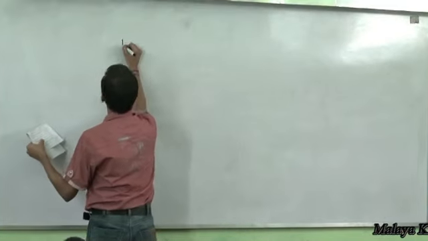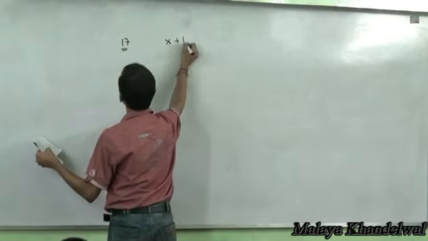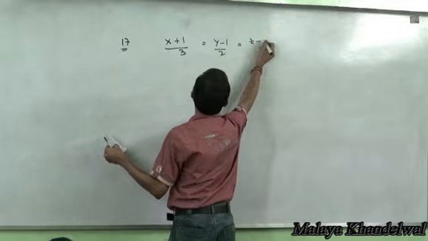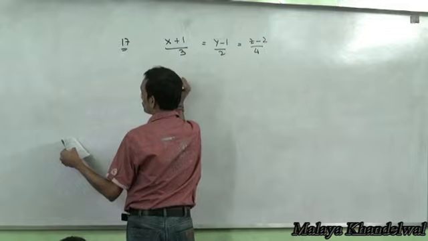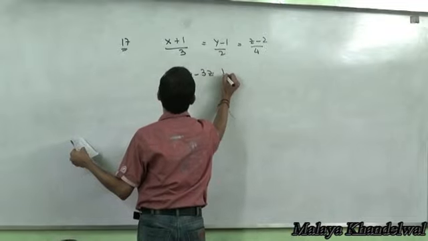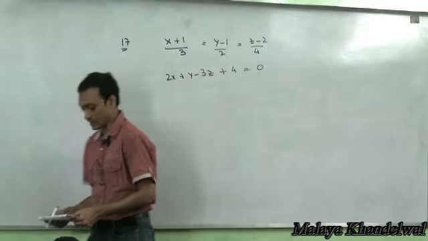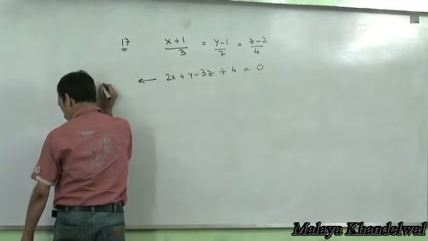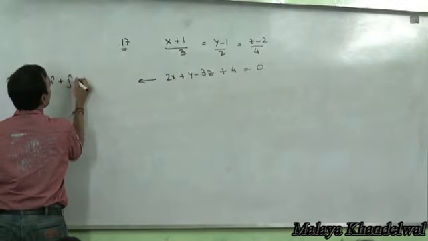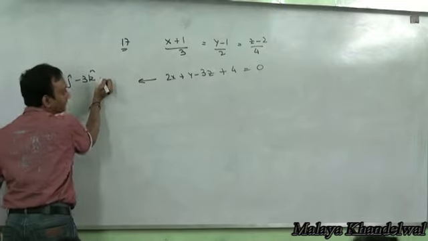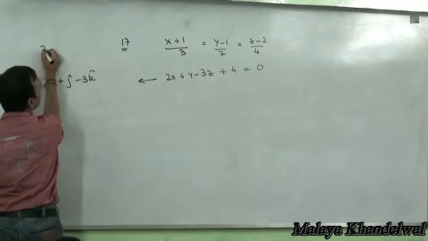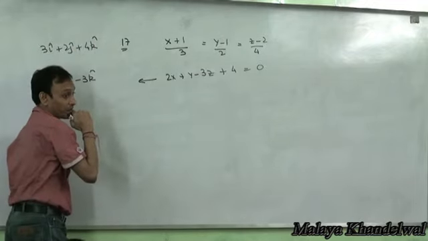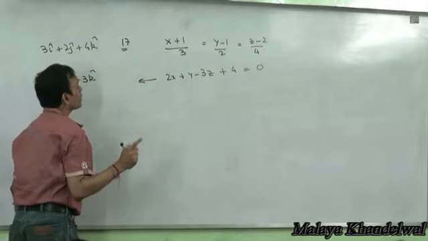Okay, so we have in problem 17 a line which is x plus 1 by p is y minus 1 by 2 is z minus 2 by 4, and a plane which is 2x plus y minus 3z plus 4 equal to 0. This is the plane and this is the line. We need to find the angle between the line and the plane. Now a normal to the plane is 2i plus j minus 3k, right? A vector parallel to the line is 3i plus 2j plus 4k, isn't it?